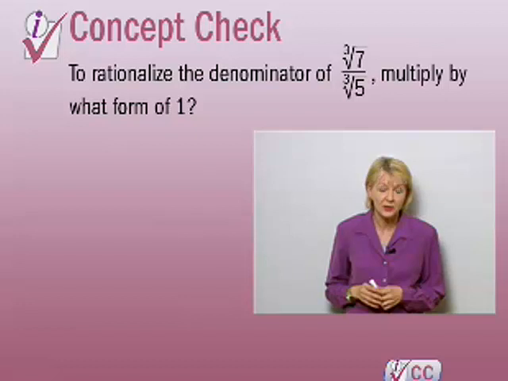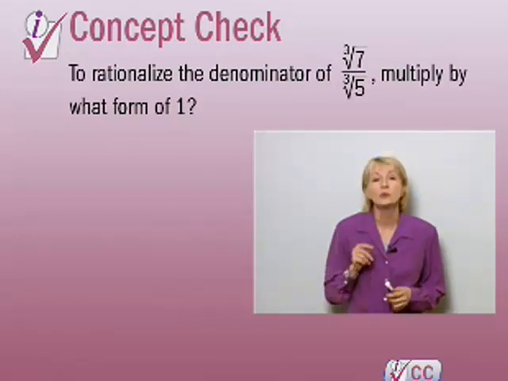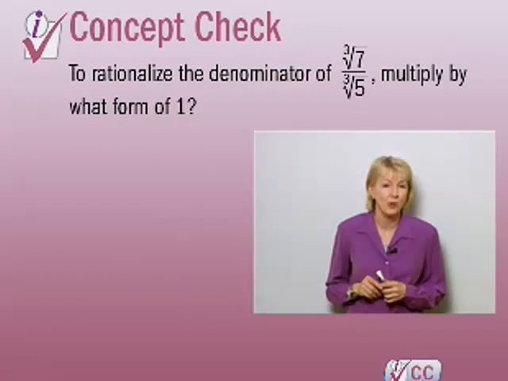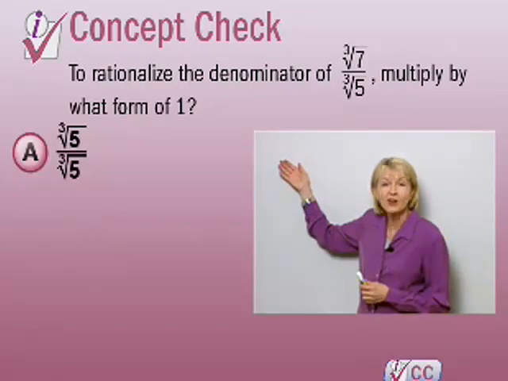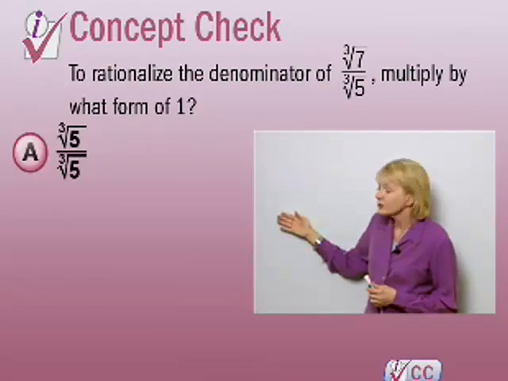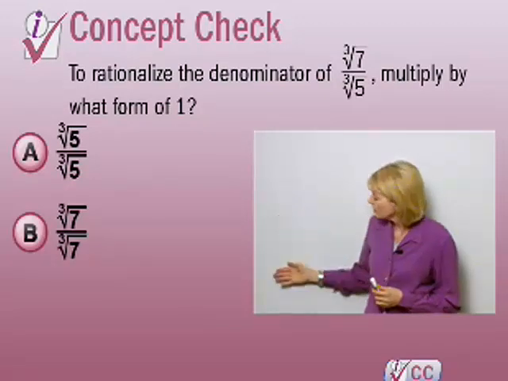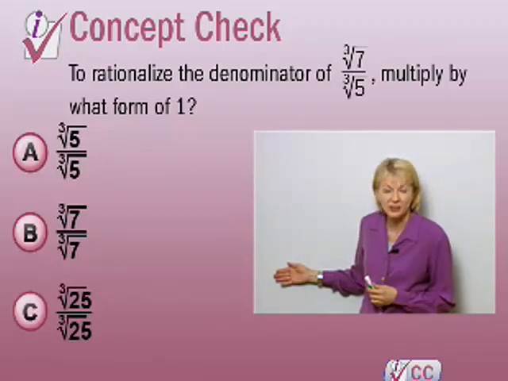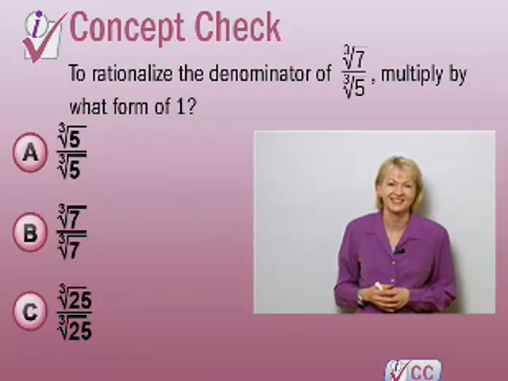Let's see how you are doing with rationalizing denominators by answering the following question. To rationalize the denominator of cube root of 7 over cube root of 5, multiply by what form of 1? Do you multiply by the cube root of 5 over cube root of 5? Do you multiply by choice B, cube root of 7 over cube root of 7? Or do you multiply by choice C, cube root of 25 over cube root of 25? The video will pause, then make your selection.